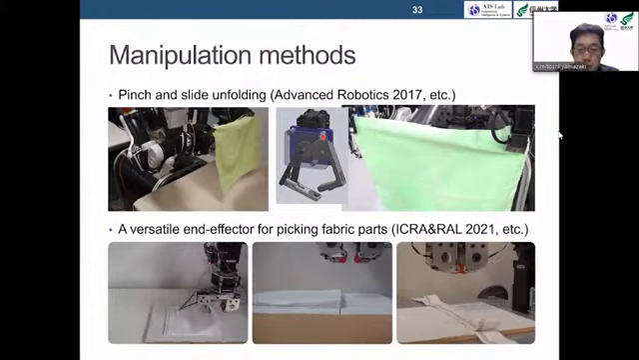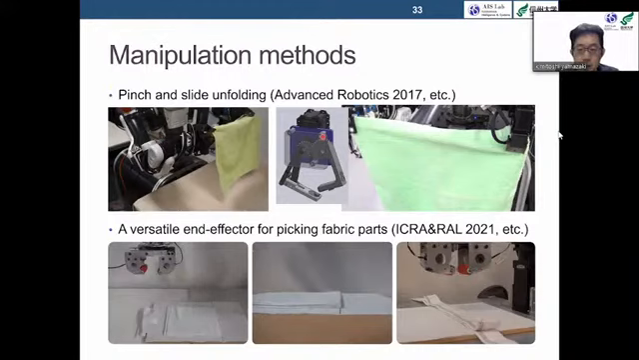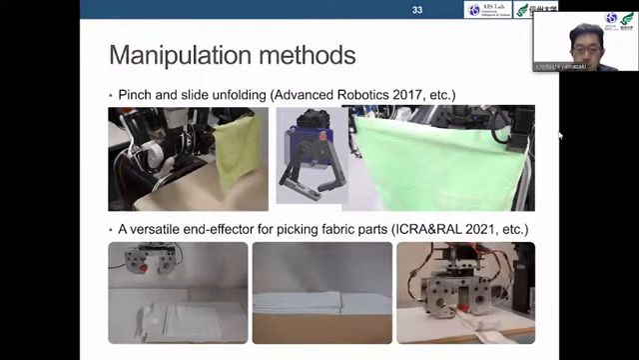As shown in the center movie, the end effector is highly repeatable. The same end effector can also be used to pick up woven rubber, as shown in the bottom right movies.